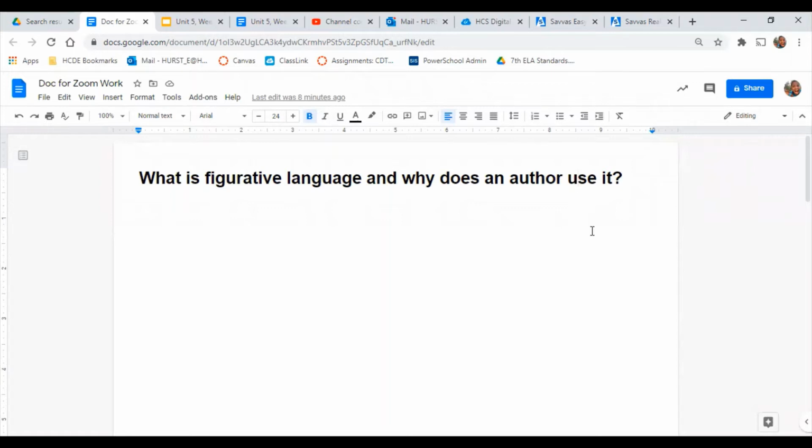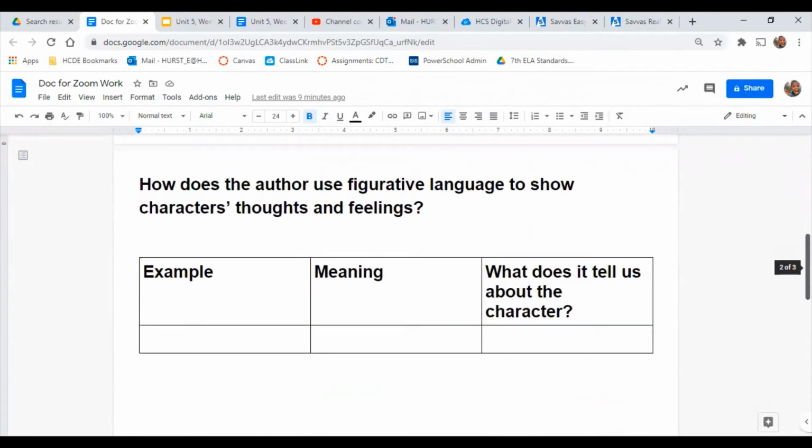So figurative language is anytime an author uses words that they don't mean the literal meaning of. So it's not exactly what it says, it means something a little bit different. And an author can use it for a lot of different reasons. And today we're going to look at how an author uses figurative language to reveal information about a character. So today we're going to look at simile, metaphor, personification, and onomatopoeia. So we're going to be thinking about how does the author use figurative language to show characters' thoughts and feelings.